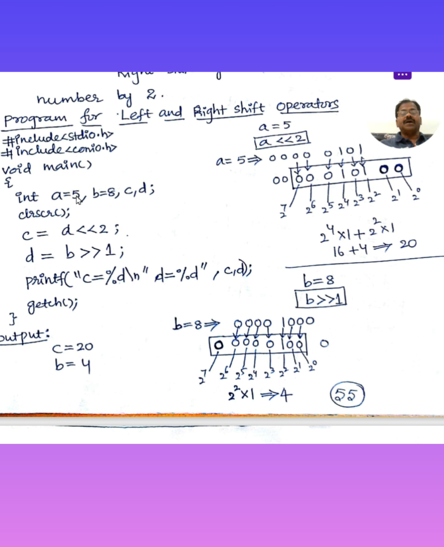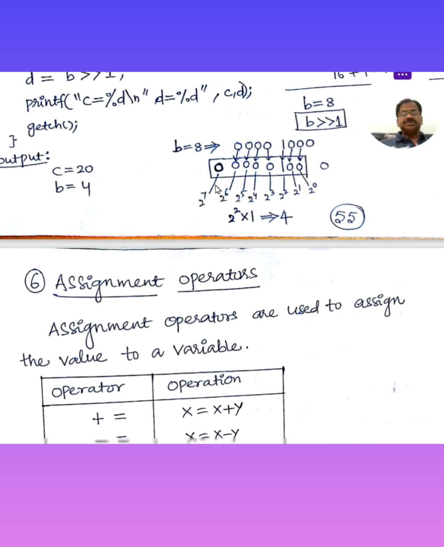What is the A value? 5. How many times do I have to multiply? 2 times. 5 into 2 is 10, 10 into 2 is 20. That's why we got C is 20. So left shift for multiplication, right shift for division. In machine language, we use it like that. This is the left shift and right shift operators.